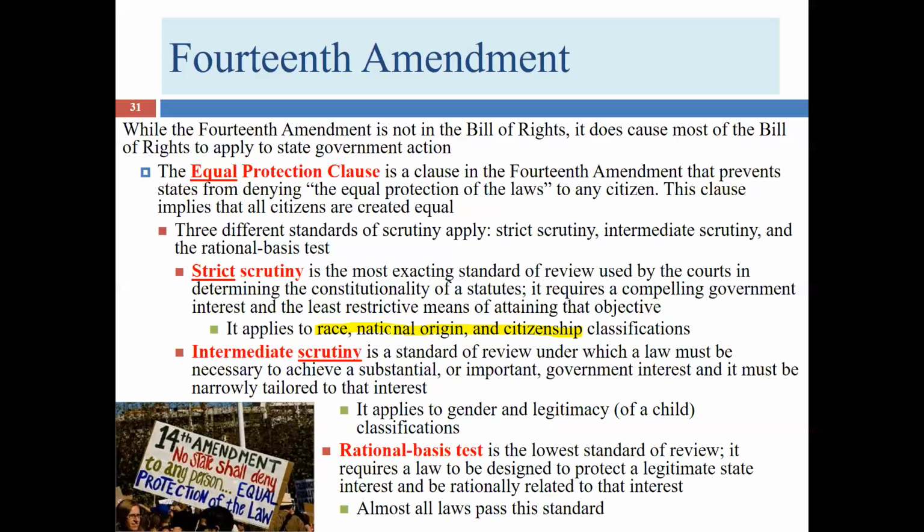But there's not just one level of scrutiny, there's another level of scrutiny, and this applies to situations where there are distinctions made based upon gender. That's the main category. And also when the law makes distinctions between the legitimacy of a child. Let me just pause here and explain what that term is.